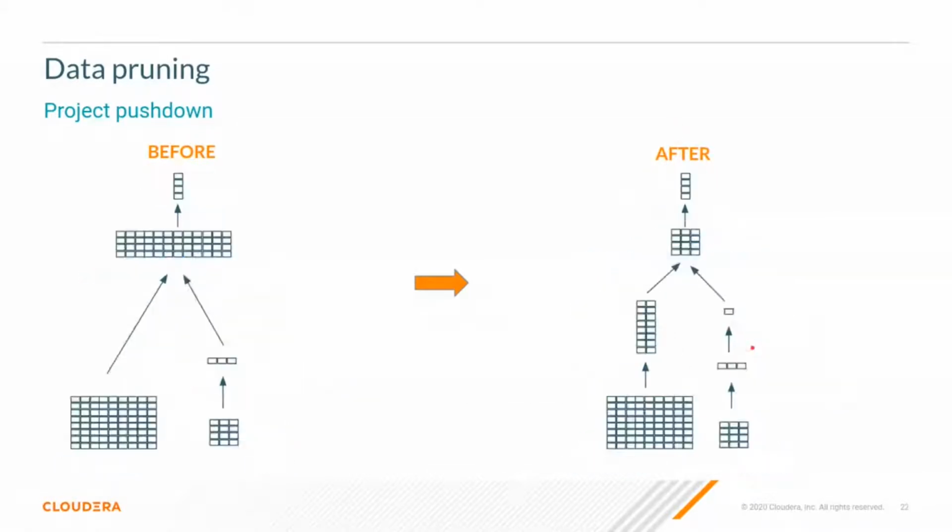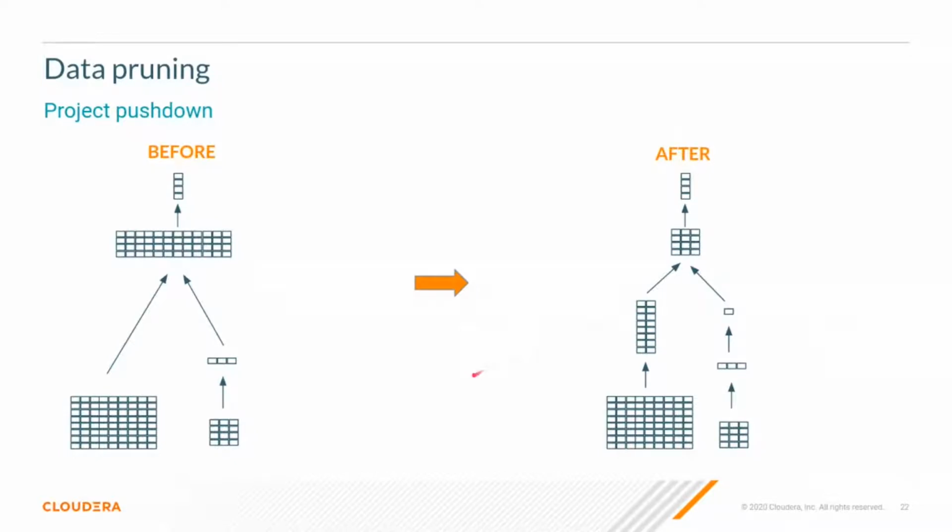Same goes for the other side. And in the end, here we have the same number of tuples, but if you see, we have only 2 columns. So the tuples are much, much thinner. And again, this leads to less data, less CPU, less memory, etc.